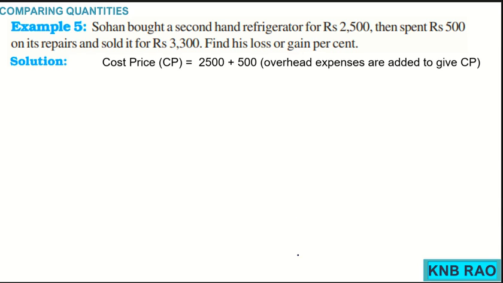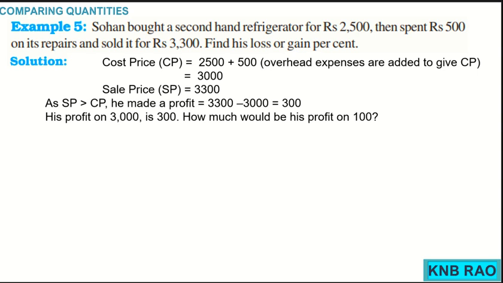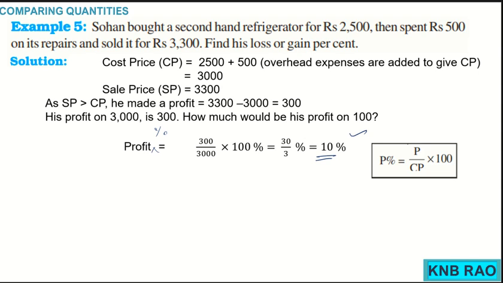Now, cost price is 2500 plus 500, which is overhead expenses, added to the given CP, which is 3000 rupees. Sale price is 3300 rupees. As sale price is more than cost price, he made a profit of the difference between 3300 and 3000, which is 300 rupees. Now his profit on 3000 is 300 rupees. On 100 rupees, how much would it be? That is the profit percentage. So profit percentage is 10%. This is how we present the solution, and here is the formula. Profit percentage is profit out of CP into 100. Here we have seen this problem.